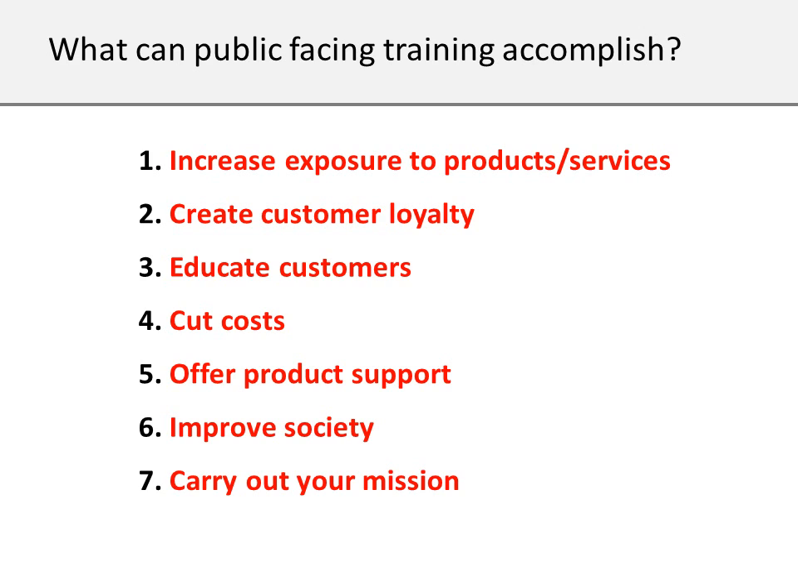I think we saw examples of carrying out your mission and improving society with the work that the Texas Department of State Health Services does in reducing the transmission of HIV. I think Rackspace was a good example of increasing exposure to products and services, and Articulate was an example of creating customer loyalty and educating customers. So I think those are really powerful things that organizations can accomplish with public-facing training.